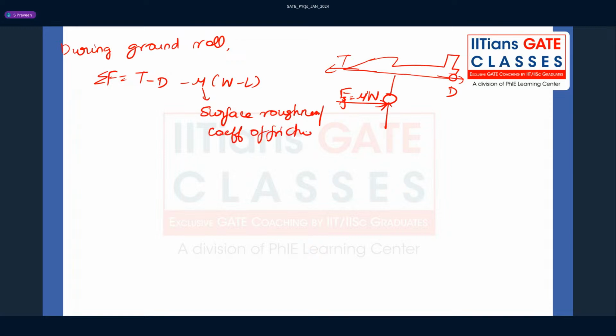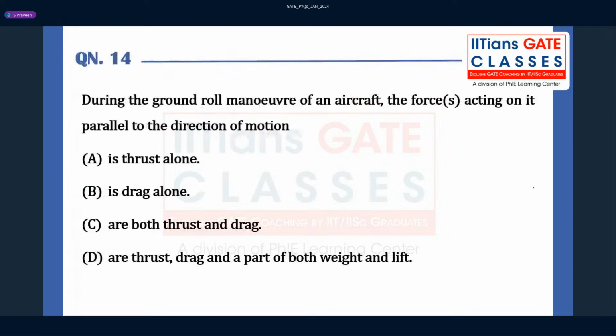So summing up the horizontal forces, it depends on the thrust, drag, and both lift and weight. So if I go back, the forces acting on it parallel to the direction of motion are thrust, drag, and a part of both weight and lift. So this has to be the answer. I hope you guys don't have any doubts in this, right?